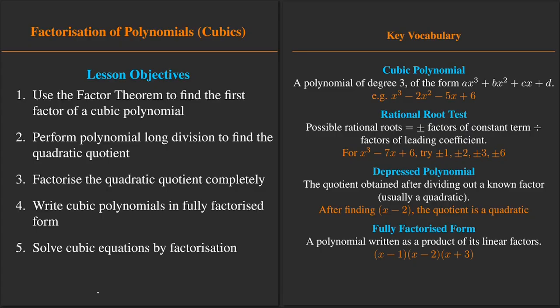As this lesson proceeds, you will realize that I'll be using these vocabularies. The first is the cubic polynomial. When we talk of a cubic polynomial, it's simply a polynomial with a degree of 3. The rational root test, we'll be talking about it in the lesson. Then after dividing your polynomial, what do you have as the quotient? We call it the depressed polynomial. And writing a polynomial in its fully factorized form simply means you are writing it as a product of all of its linear factors. Without much ado, let's quickly look into it.